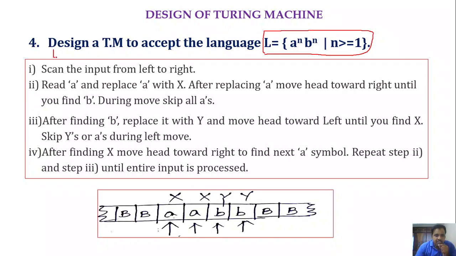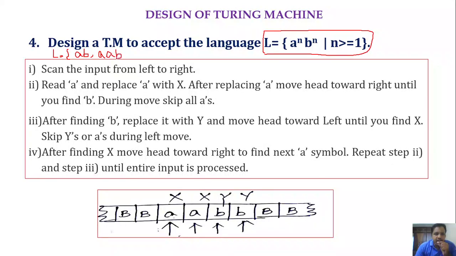That means you have to generate a set of strings based upon the given language property, and then we have to implement the logic for the design of this Turing machine. So let me first write down the set of strings that belong to this language. First take n is equal to 1. If you substitute n as 1, you will get a power 1 b power 1, that is nothing but ab. If you take n is equal to 2, you will get a square b square, that is nothing but aabb.